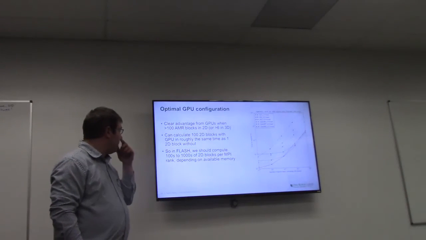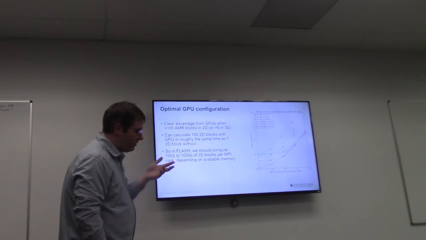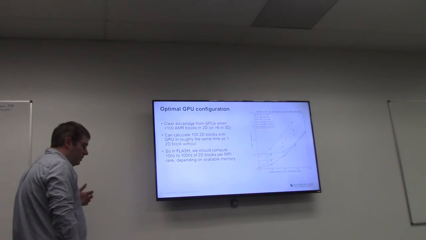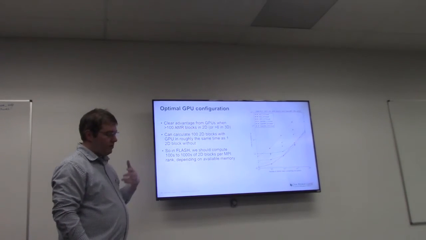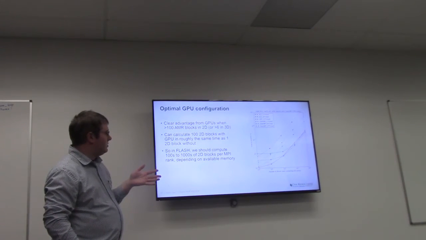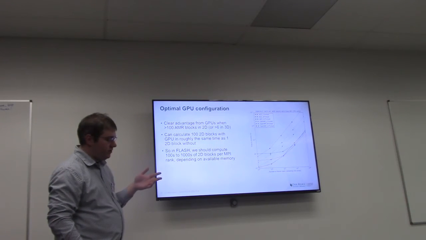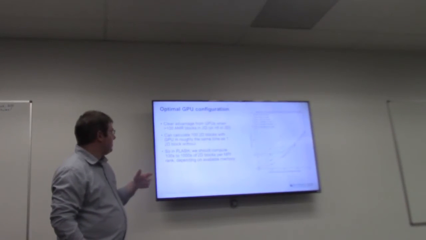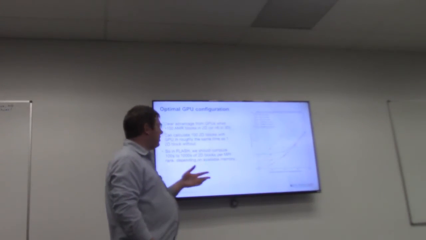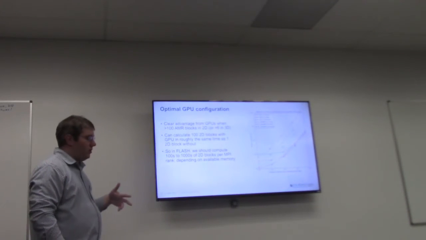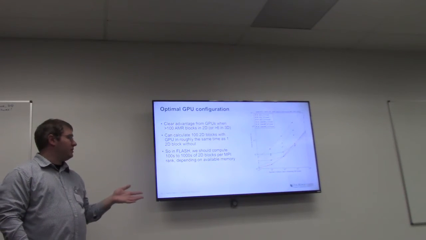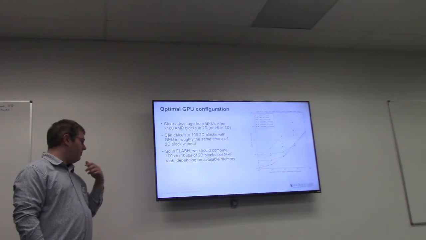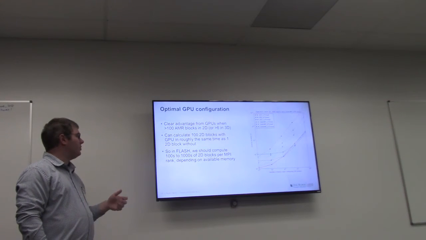So what we ended up with was that we were able to find this optimal configuration of how many blocks we really need to be able to use this OpenACC implementation of the equation of state efficiently. And it works out to be something like, if we have more than 100 blocks in 2D, or just 6 in 3D, then we want to use this GPU version of the equation of state.